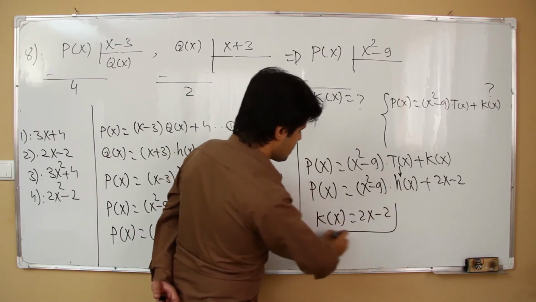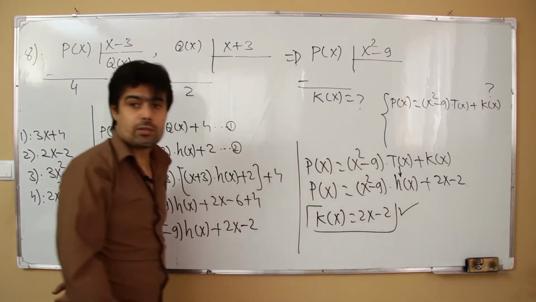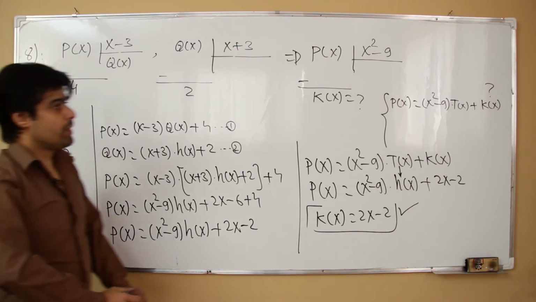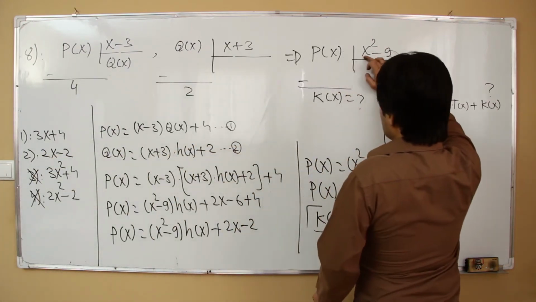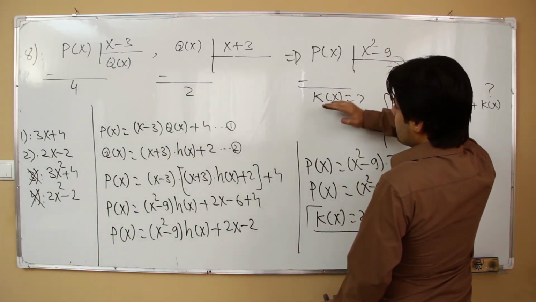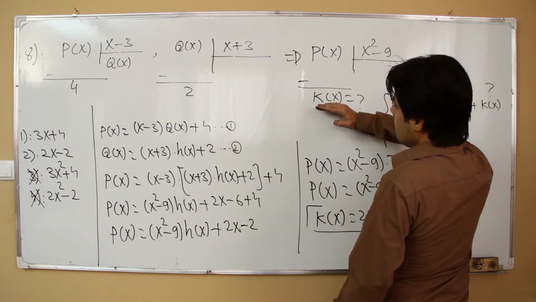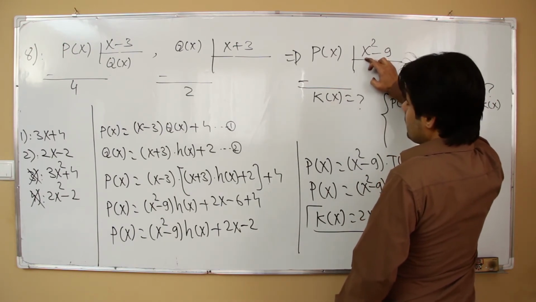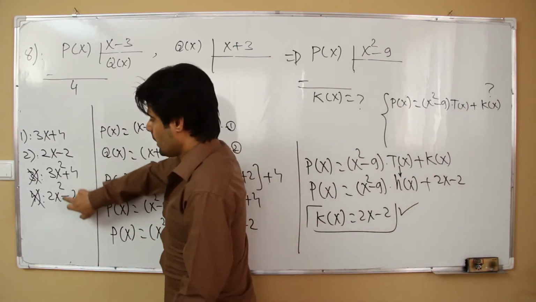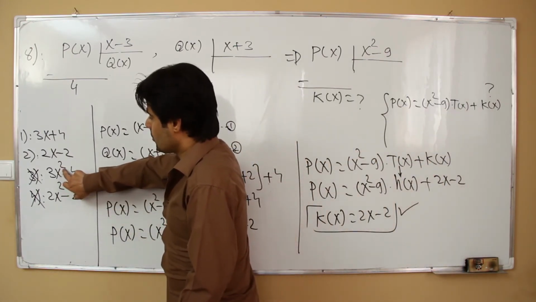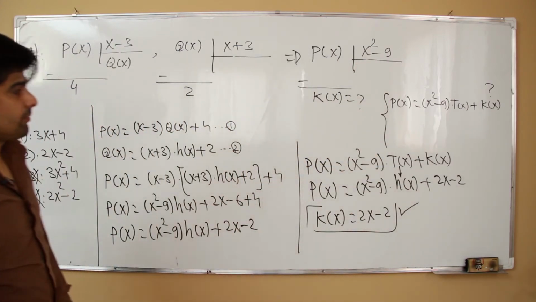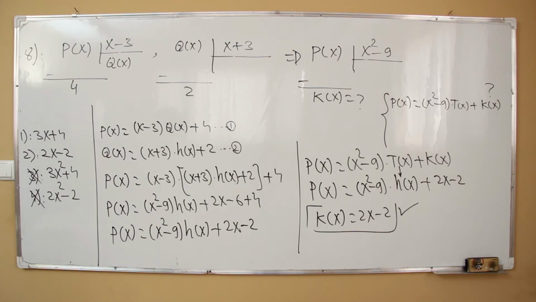Then the remainder is 2x minus 2. The answer number 3 and the answer number 4 is wrong. Why? Because whenever you divide a polynomial by x squared, the remainder's degree should be less than the divisor. But here, number 3 and number 4 cannot be the remainder. Why? Because their degree is not less than the divisor. I think you have got it. Write it, please.